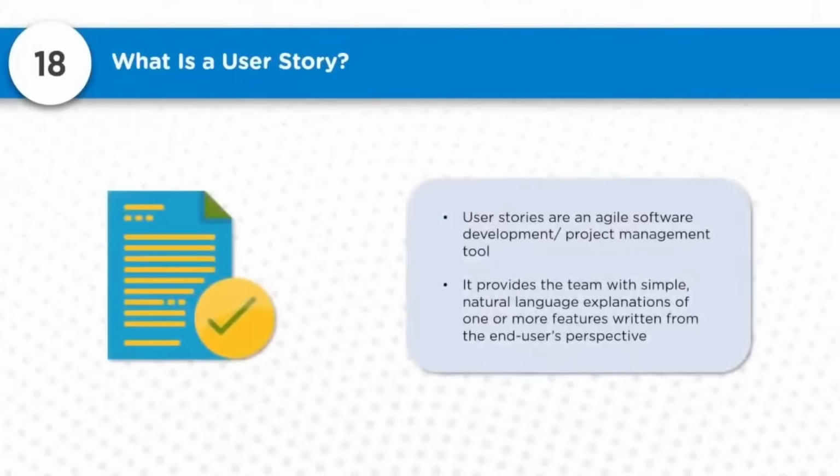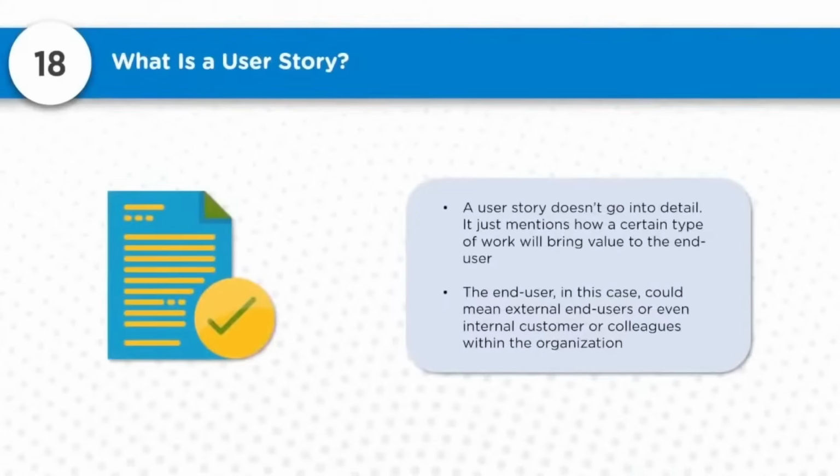So next question, what is a user story? User stories are an agile software development project management tool. It provides the team with simple natural language explanations of one or more features written from the end user's perspective. For example, I am an account holder in a bank. First, what is the facility a bank would give to account holders? There is ATM banking, there is net banking, there is mobile banking, and there is over the counter. Now, when the bank is working on creating certain specific features or a specific mobile app for the account holders, what are the things the user needs? That needs to be visualized.